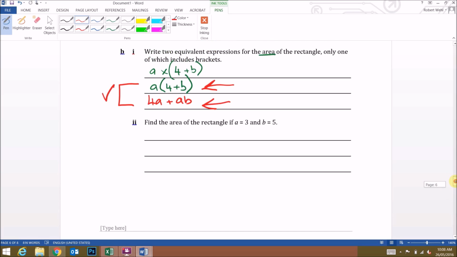All right, third question. Find the area of the rectangle if A equals 3 and B equals 5. So here we can just use one of these expressions and substitute. I'm going to use the top one, which is 3 bracket 4 plus B, which is 5. Okay, I add those two together, and I get 3 times 9, and 3 times 9 is 27, which is my answer.